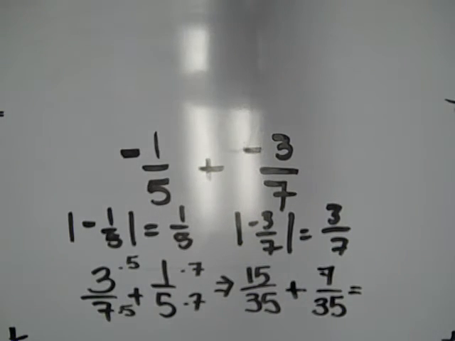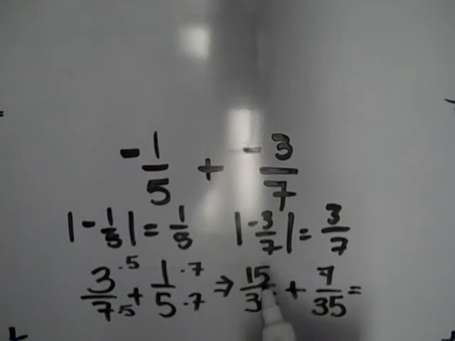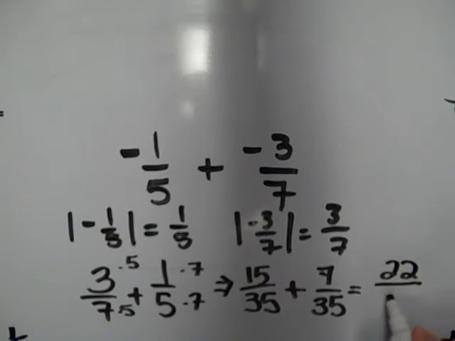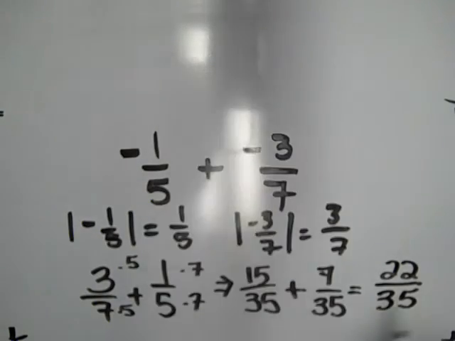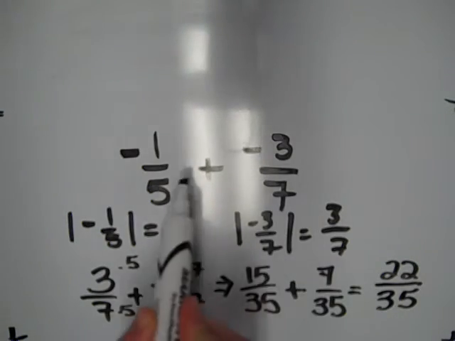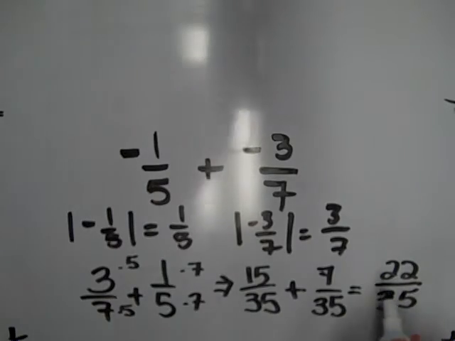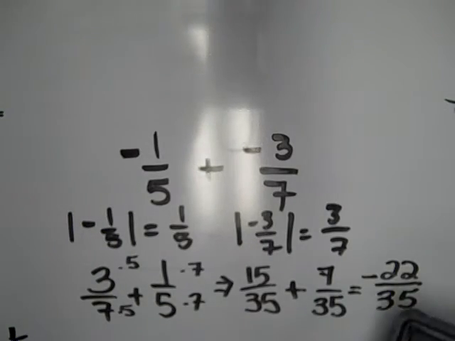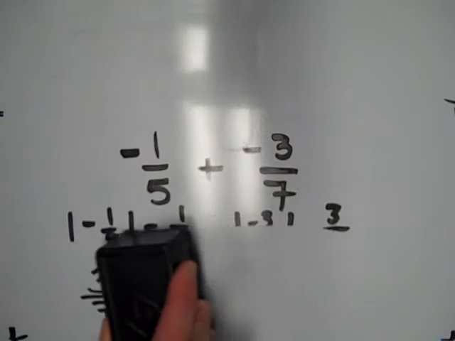So now that they have a common denominator, I can add straight across. 15 plus 7 is 22 over 35. Now I go back to the problem and I see since they're both negatives, the sign on my answer is also negative. So that's adding 2 fractions that have the same sign.